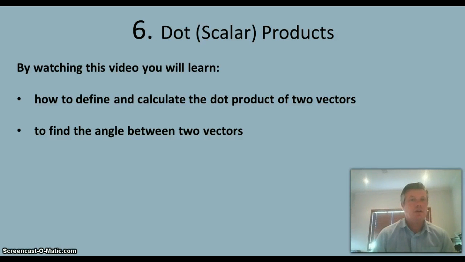So that concludes our video on dot products. Hopefully you're now able to define and calculate the dot product of two vectors and use that to find the angle between two vectors. In our next video we'll look at some problems involving the dot product to give you some practice at doing it.